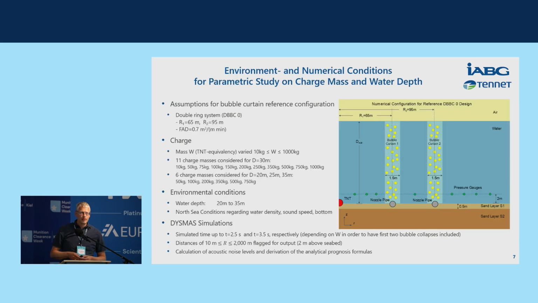So back to our parametric study. What did we do? You can see here the typical configuration that we were addressing in this case. We set up conditions similar to the North Sea conditions. So we have a water column, a specific water depth. We have the seabed and the state-of-the-art bubble curtain installed here in this case. You can see it as the two columns. And on the left is positioned a half-buried charge of TNT or TNT equivalent mass.